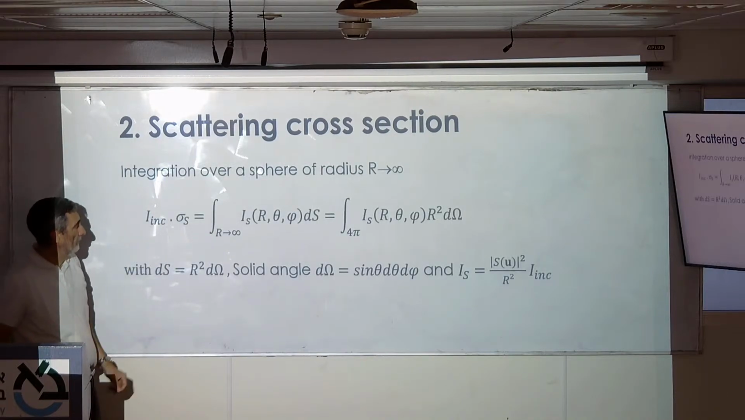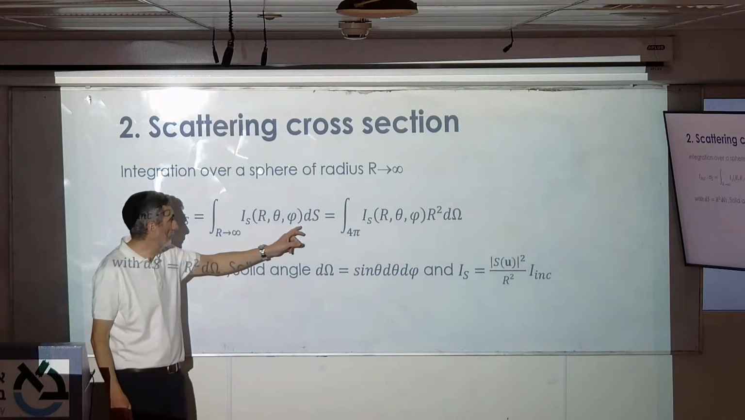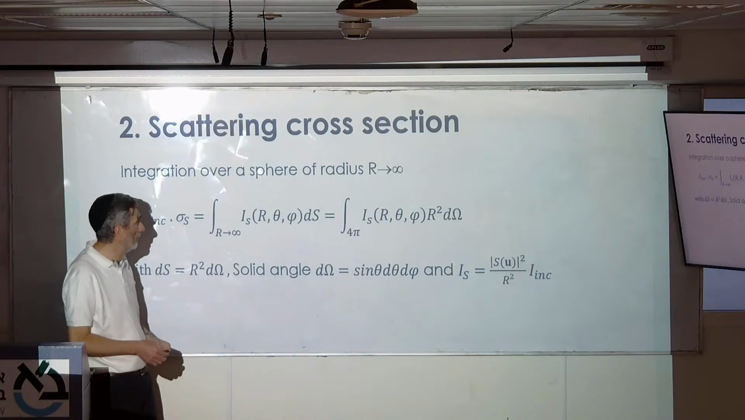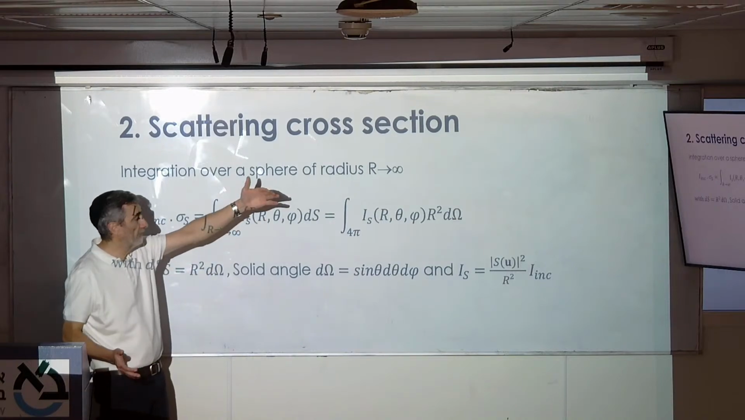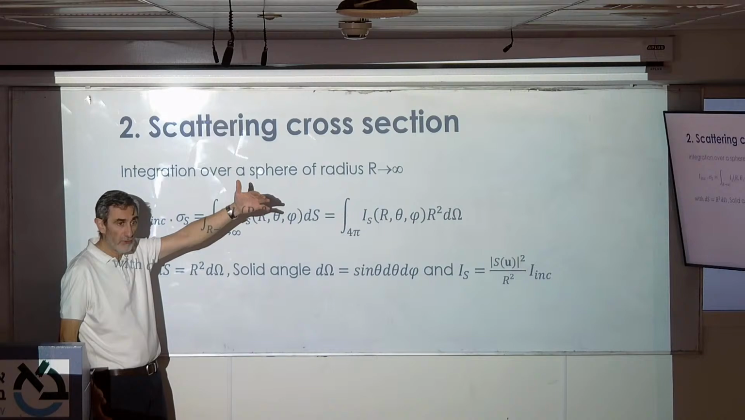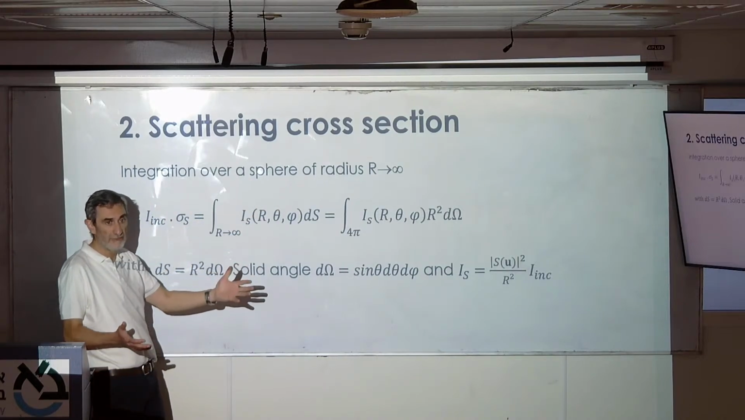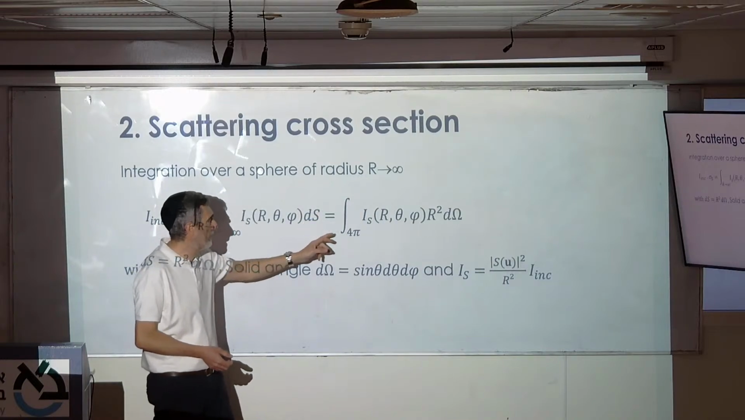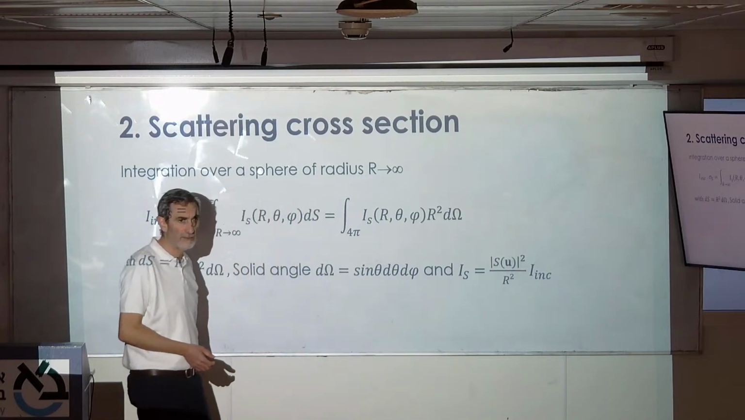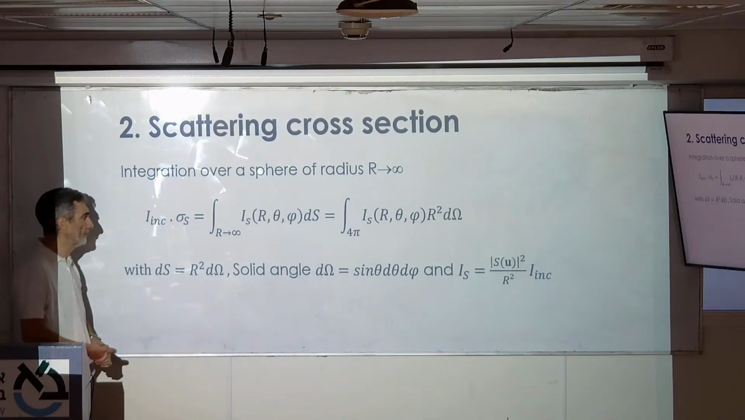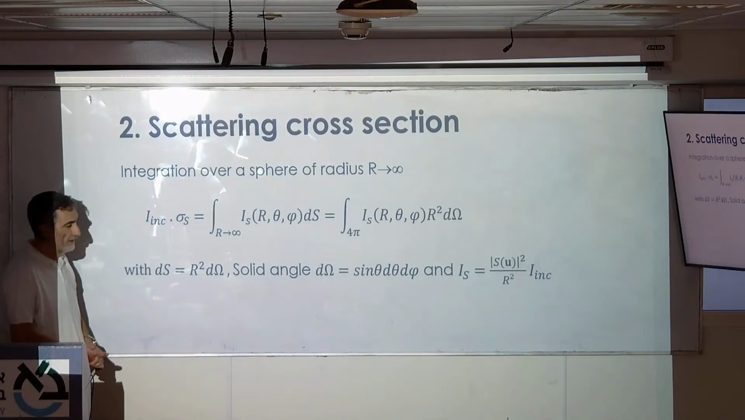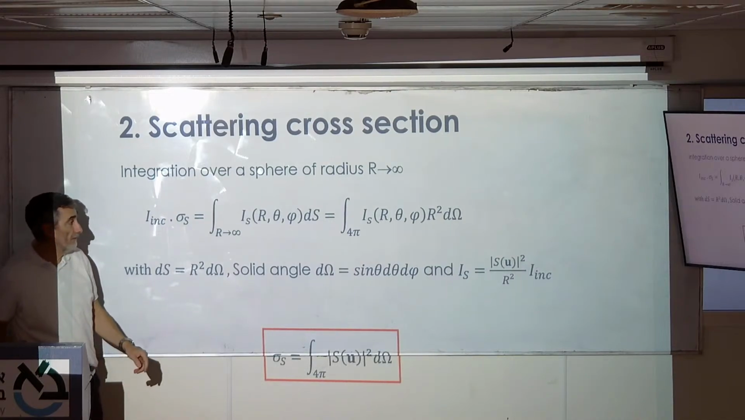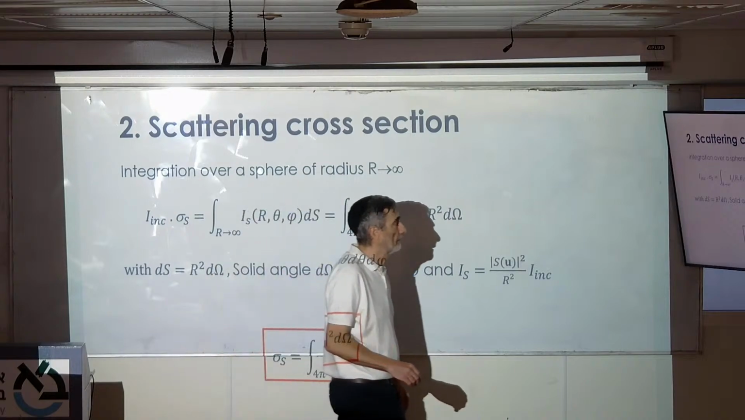I integrate the radiated intensity in all directions, theta phi, at the distance r, which I take as large as possible, but just for calculation, I take it finite. So I just replace dS by r² dΩ, where dΩ is the solid angle. If you replace that, what you obtain, by definition, is sigma s.